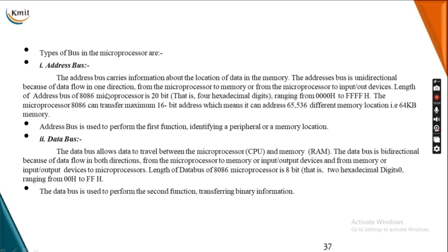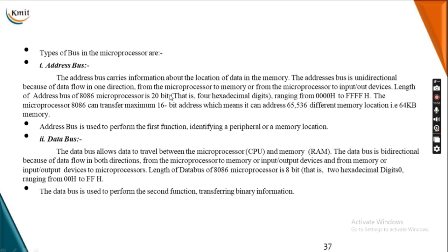So we have 3 buses: address bus, data bus and control bus. Address bus carries information about the location of data in memory. So address bus is unidirectional because the data flow is in only one direction, from the microprocessor to memory or from the microprocessor to the input or output device.